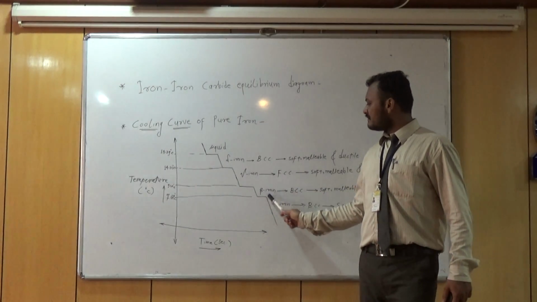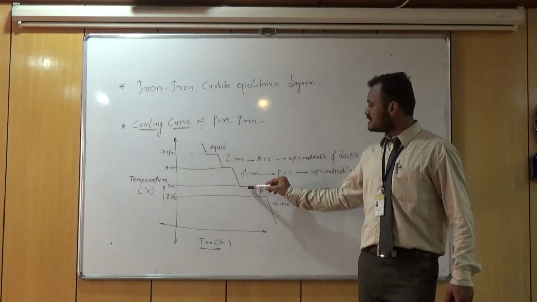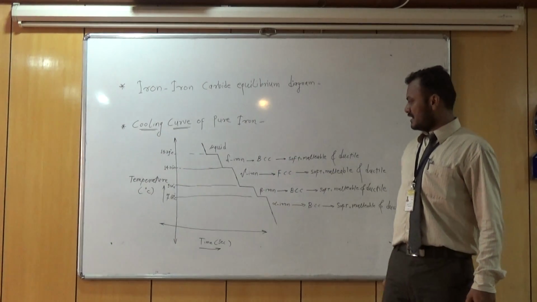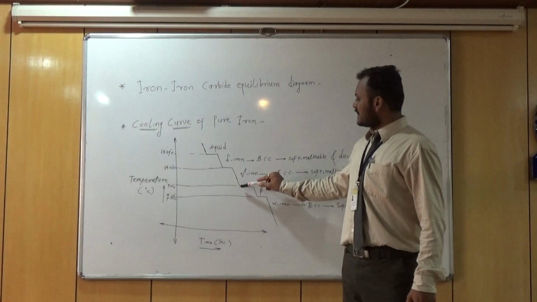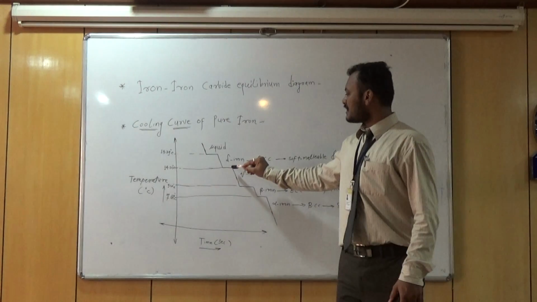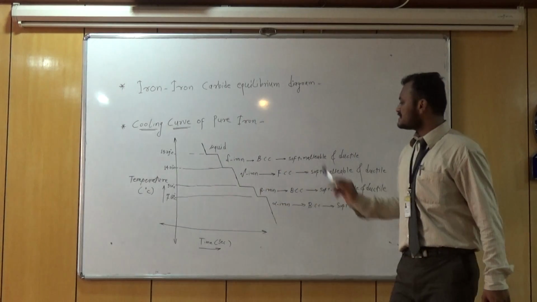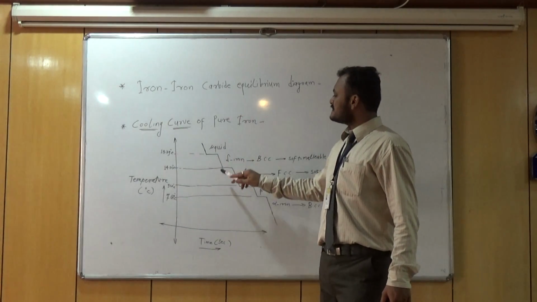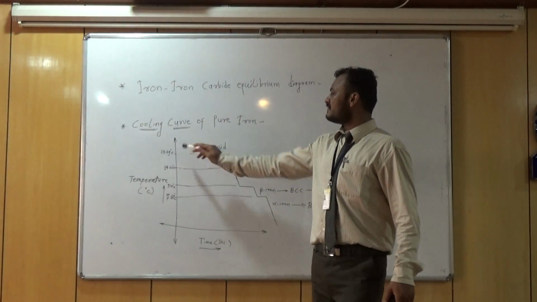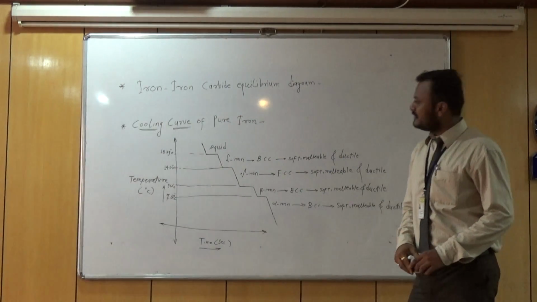Then this beta iron lasts till temperature reaches 910 degrees Celsius. Then when temperature increases beyond 910 degrees Celsius, this beta iron gets transformed to gamma iron. Then this lasts in the range 910 to 1400 degrees Celsius. Above 1400 degrees Celsius, gamma iron gets transformed to delta iron. It is having BCC crystal structure, and this phase lasts from 1400 degrees Celsius till it reaches its melting point, that is 1539 degrees Celsius. So this is the nature of the cooling curve for the pure iron.